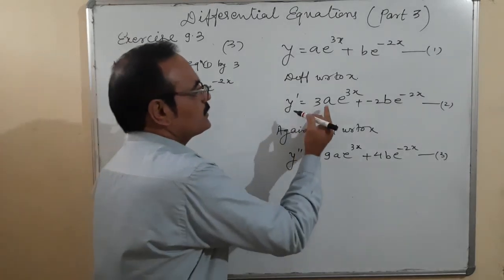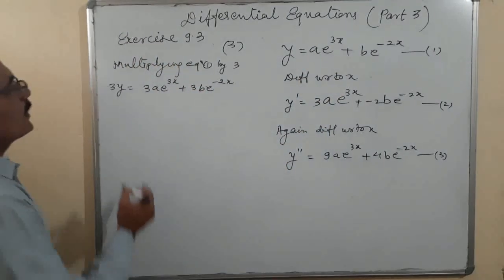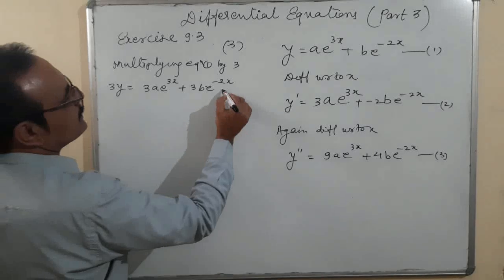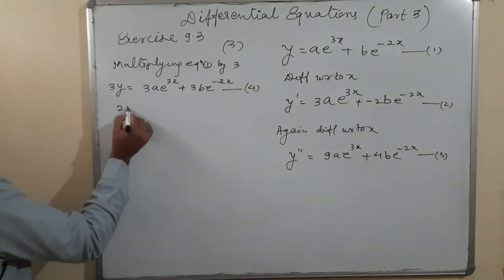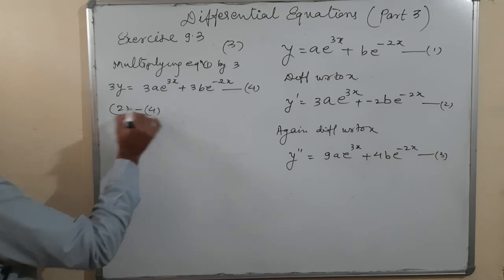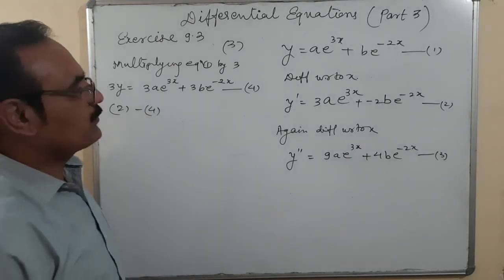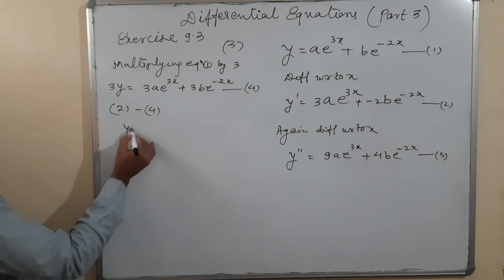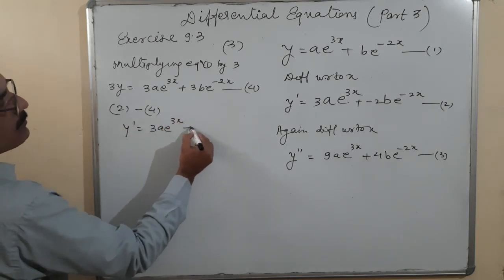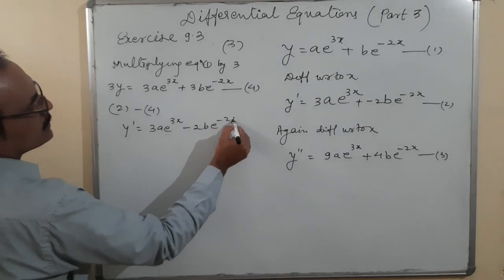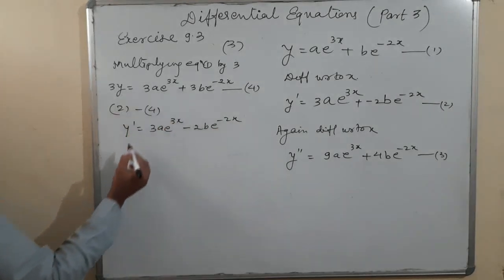After that, equation number 2 minus equation number 1. On this, I'll give the equation number 4. So what should I write here? Equation 2 minus equation 4. What is equation 2? y dash is equal to 3a e to the power 3x minus 2b e to the power minus 2x. Minus equation 4.